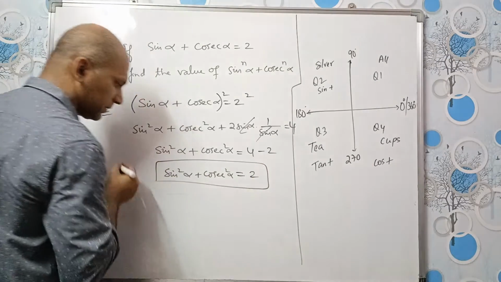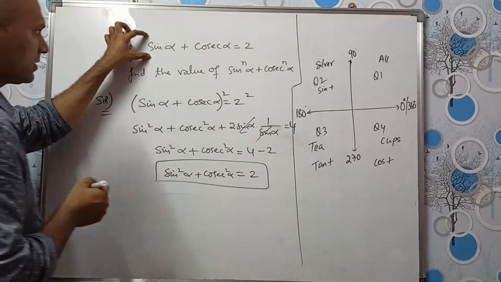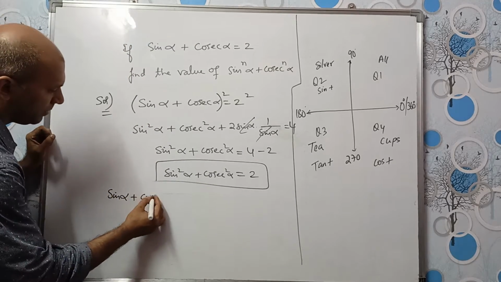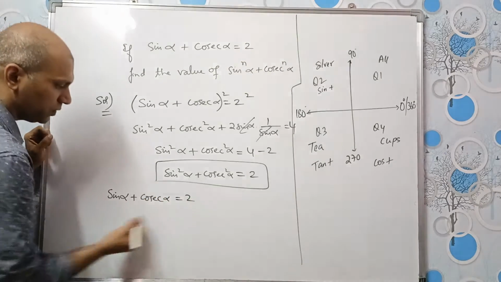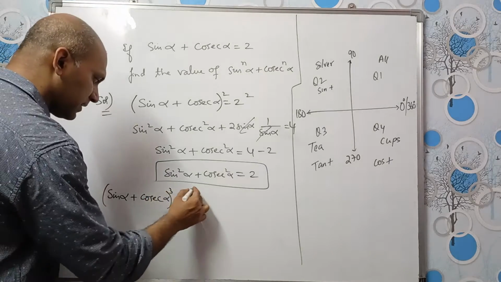Okay, this one. All right. Now let us take this: sine alpha plus cosecant alpha equal to 2, and let us cube on both sides.